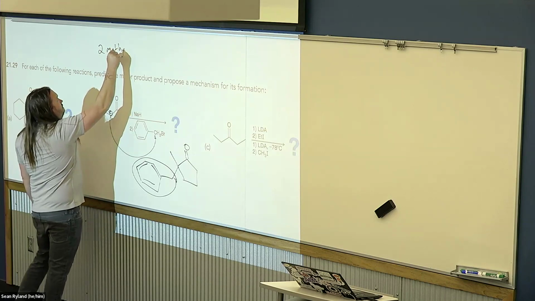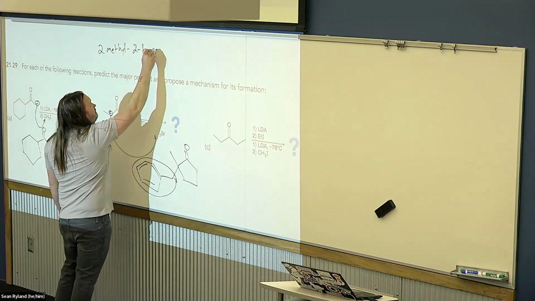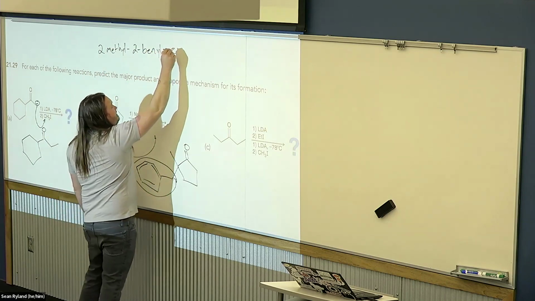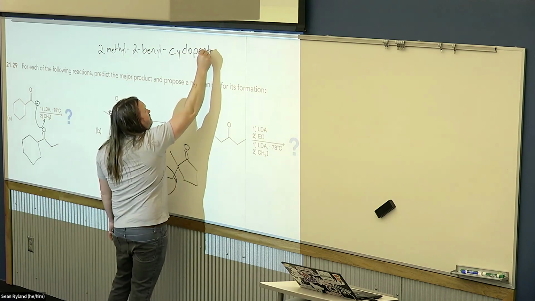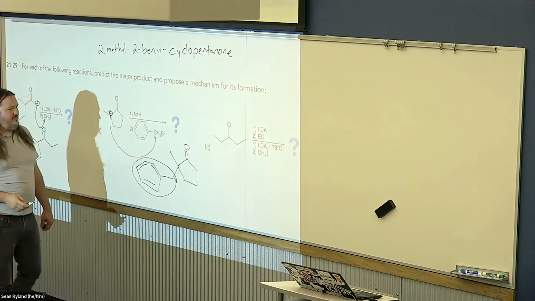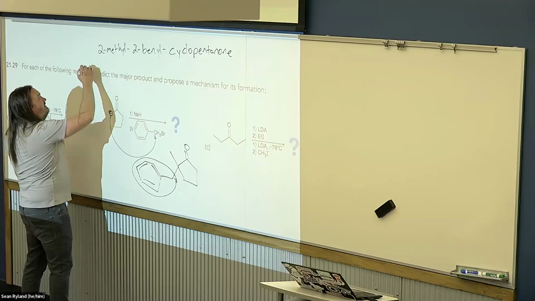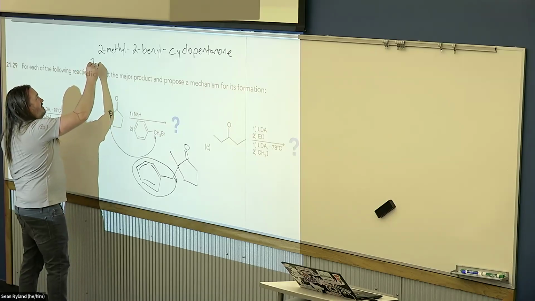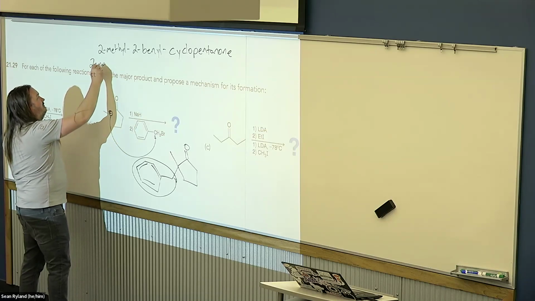So we could name this 2-methyl-2-benzylcyclopentanol. I don't think that's the IUPAC name. I think that's like naming a complicated branch, say isopropyl. Let's see what the IUPAC name is. I'm guessing the IUPAC name is going to be 2-methyl-2 in parentheses, methylphenyl or phenylmethyl.